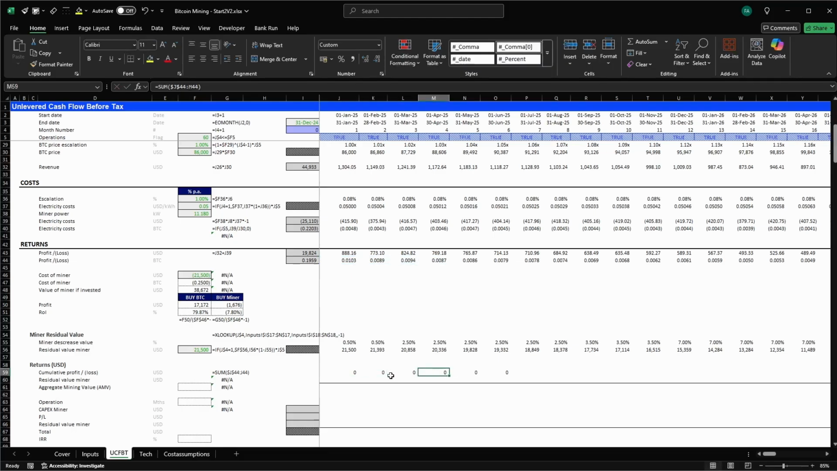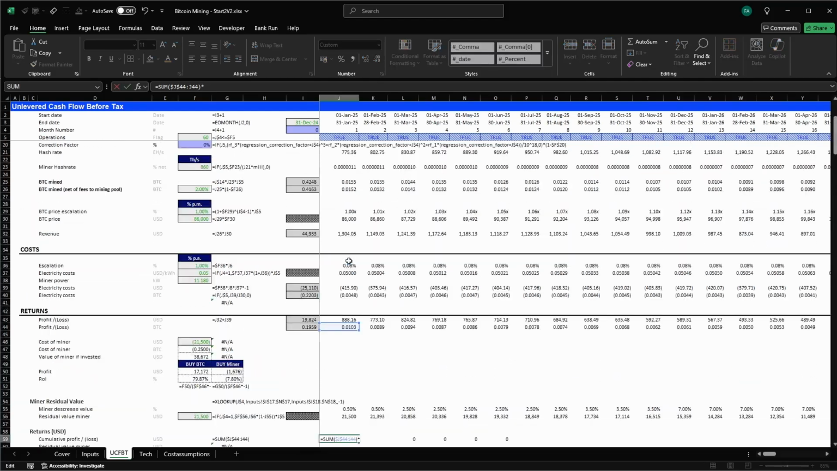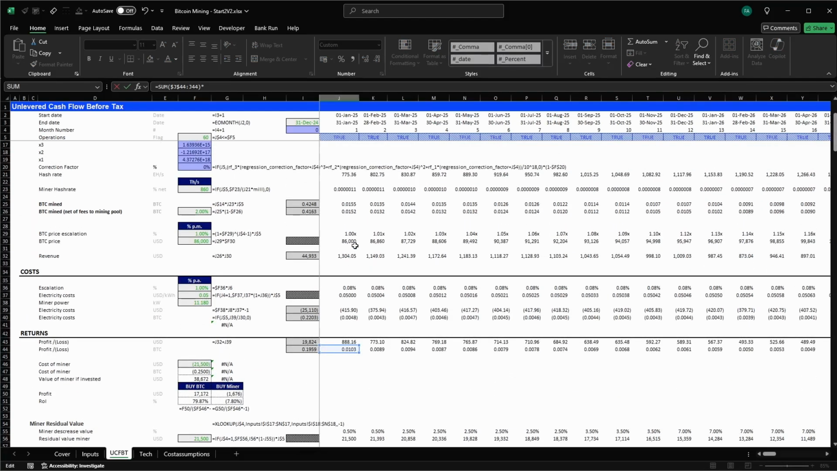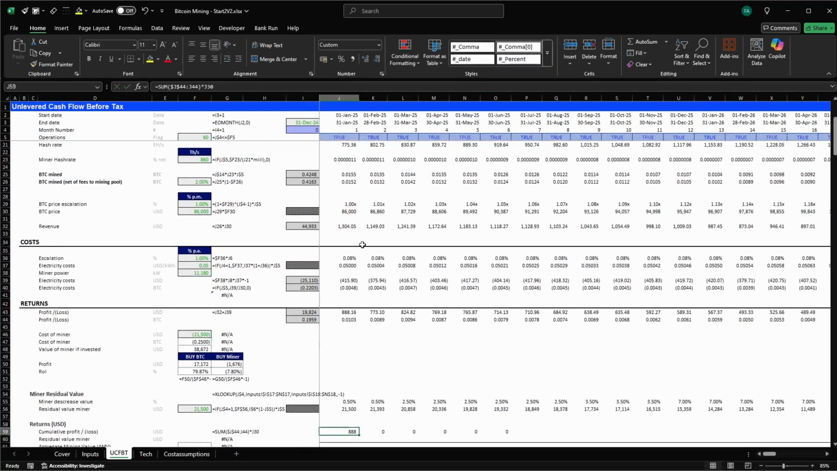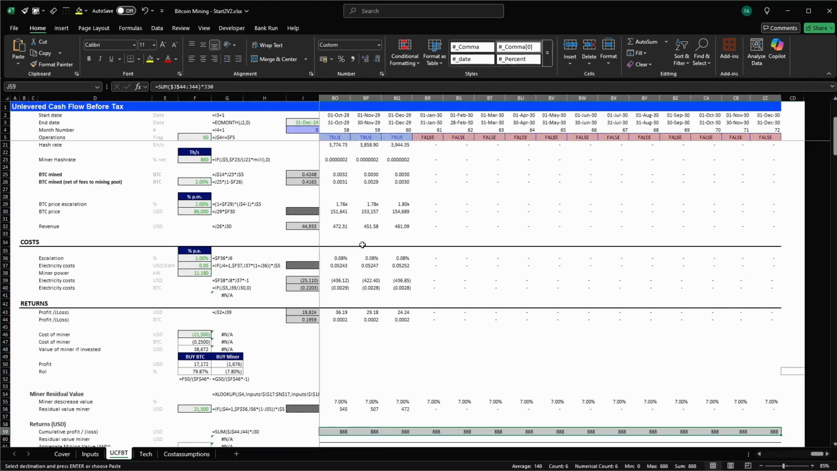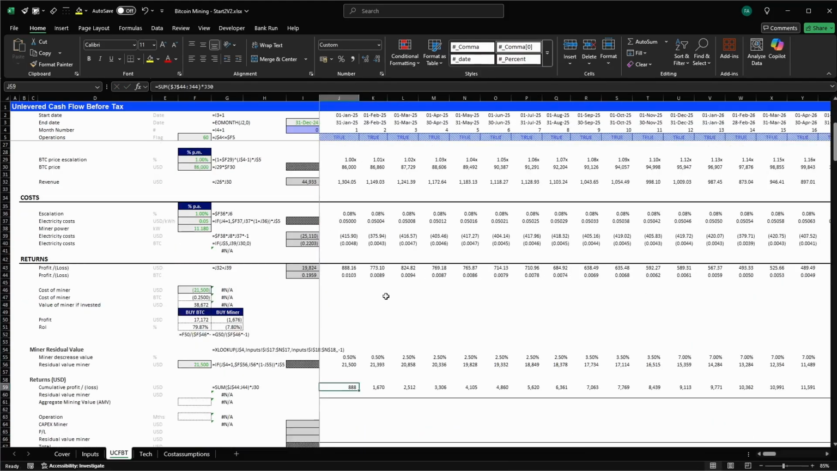I'm accumulating these values, right? And what I'm gonna do now is multiply by the Bitcoin price, which should be over here. So that's basically what I'm doing here. What we have here is showing how much money we would accumulate if we were to keep all the Bitcoin with us. And below here, I'm gonna say that the residual value of the miner is equal to this amount over here.